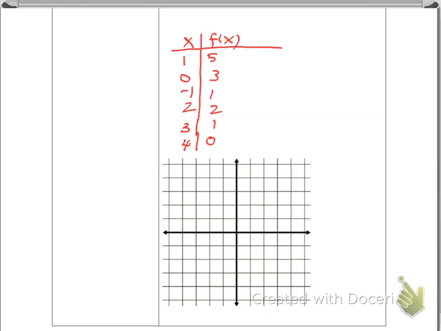Okay, so now in terms of the graph, let's just plot these points. I just rewrote the points. So we have 1, 5, so 1, 5 is there. I don't know why my stylus doesn't want to work there. 0, 3. Wait, hold on. Okay, so I've plotted the points already. So we have the points plotted, okay?